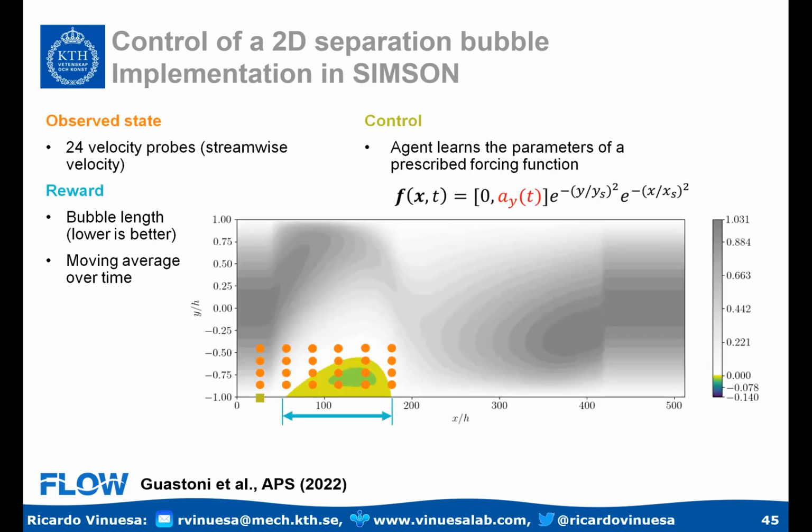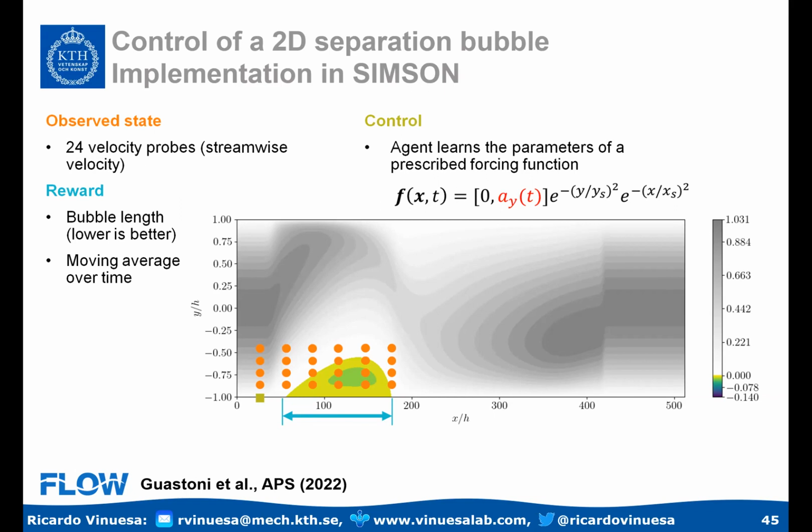And this is what the setup looks like. The colored region is the negative velocities that you can see here, the separation bubble. The squares, sorry, those points over there, are probes where I'm measuring the flow. This square over here is the place where I set up the actuation. The actuation is modeled as a body force to mimic blowing and suction. I'm learning the amplitude of this forcing to set up the actuation. And my goal is to minimize this arrow over here. Now I want to make the bubble as short as possible.